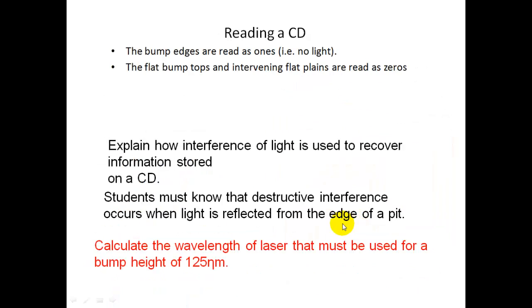To explain how interference of light is used to recover information stored on a CD, you need to discuss that. Students must know that destructive interference occurs when light is reflected from the edge of a pit, and calculate the wavelength of laser that must be used for a bump height of 125 nanometers, and for one 4 times as much.